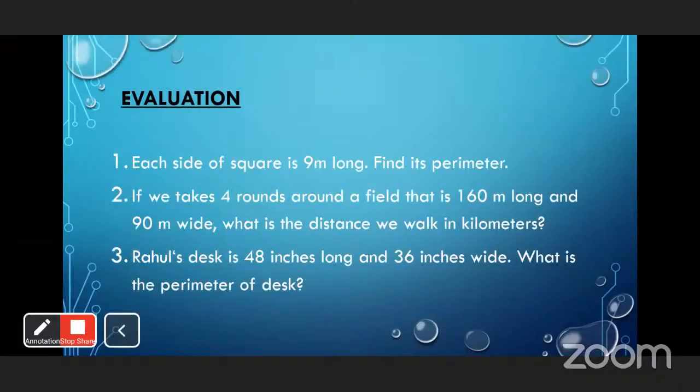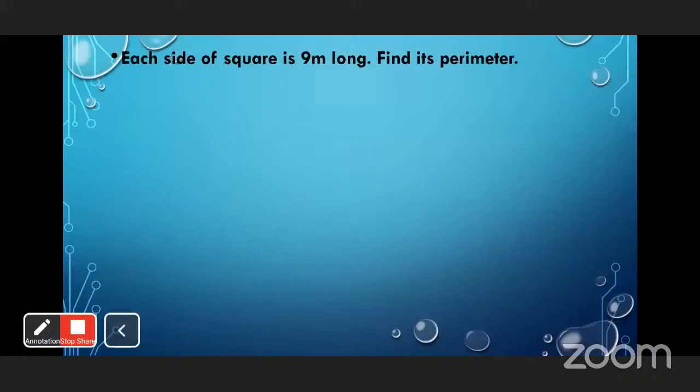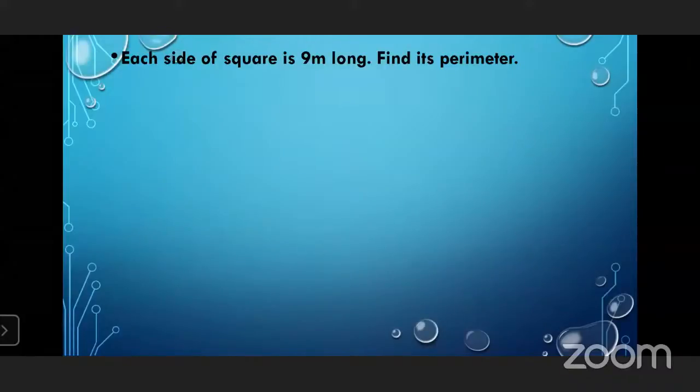These side problems we'll see one by one. Okay. Read the first one. Read the problem, students. Each side of a square is 9 meter long. Find its perimeter. 36.